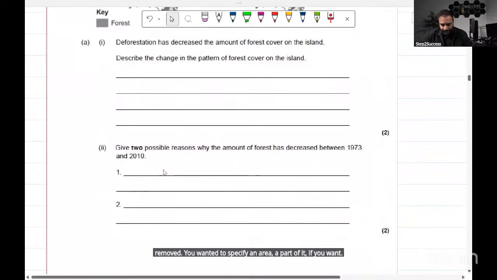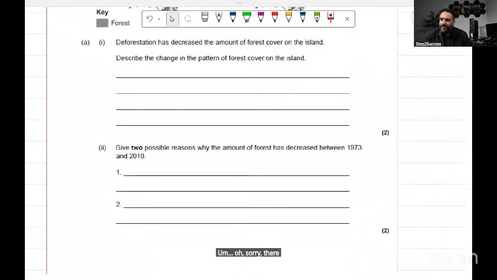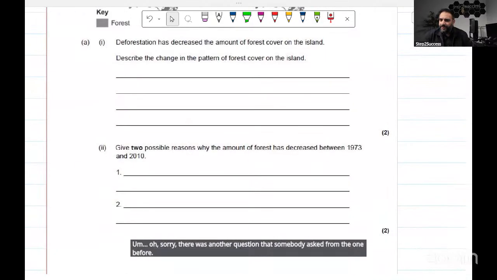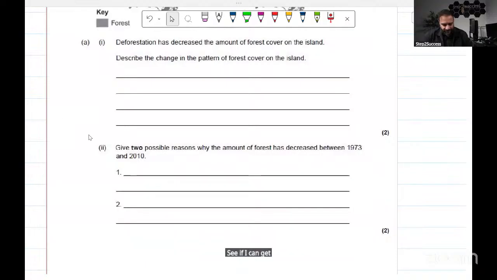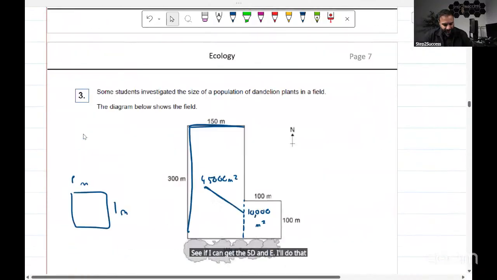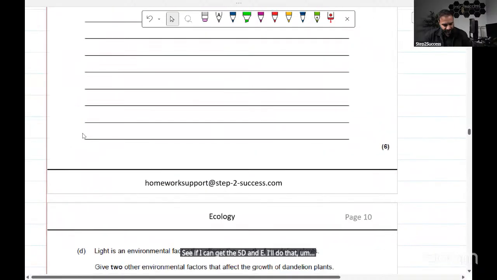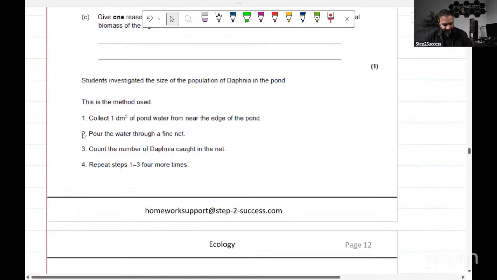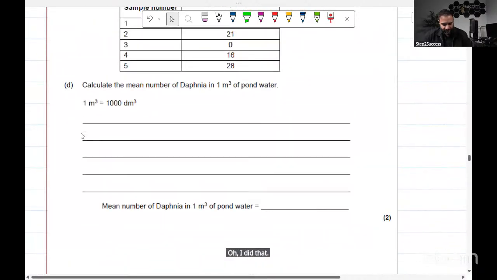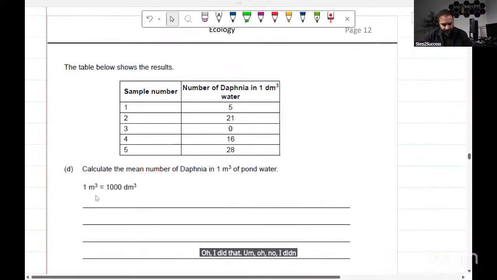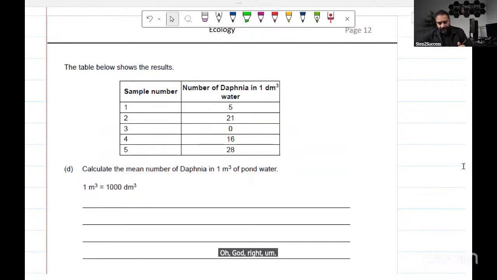Oh, sorry, there was another question that somebody asked from the one before. See if I can get there. 5D and E. I'll do that. Oh, I did that. Oh no, I didn't. Calculate the mean number. Oh God, right. Okay, that's tricky.